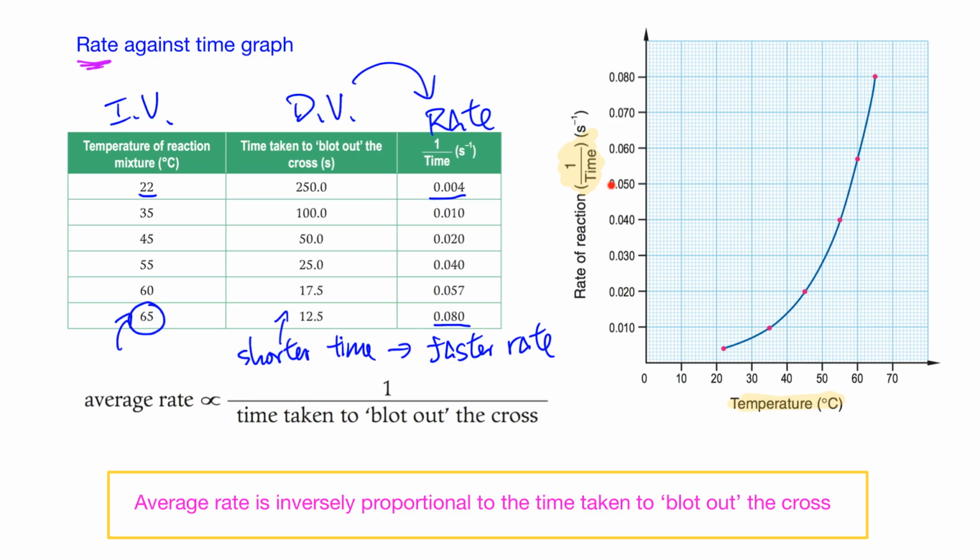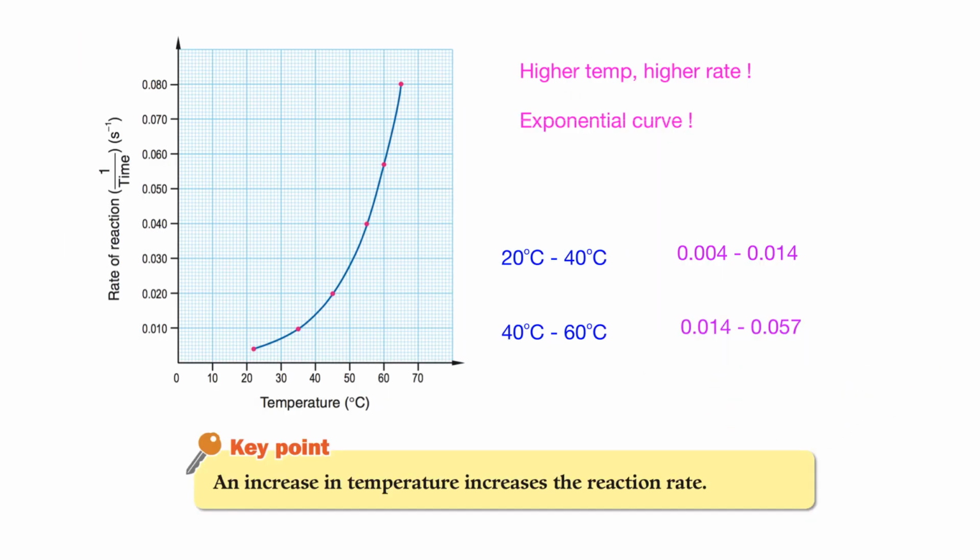The rate of reaction and temperature are directly proportional to each other. From here, we can see that the average rate is inversely proportional to the time taken to blow out the cross. But we can also see that the higher the temperature, the higher the rate. So the results, very obviously, just as we mentioned: higher temperature, higher rate.